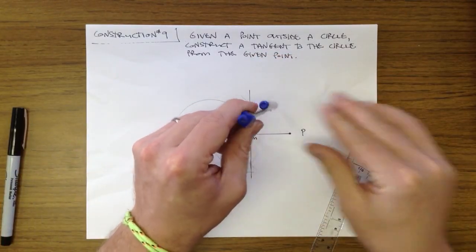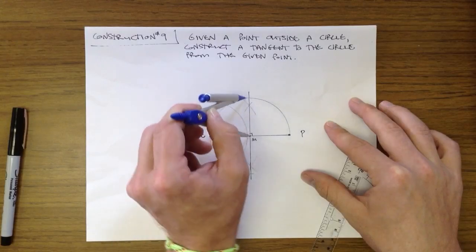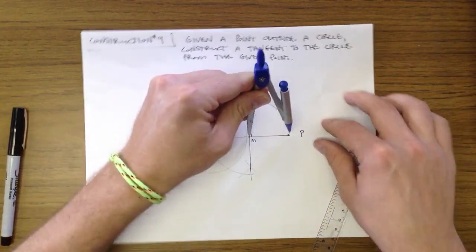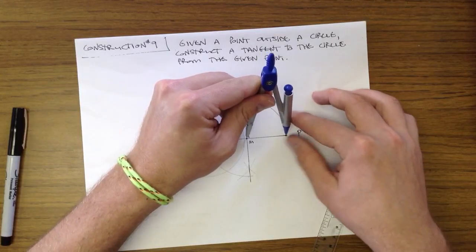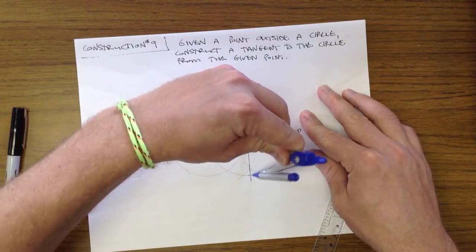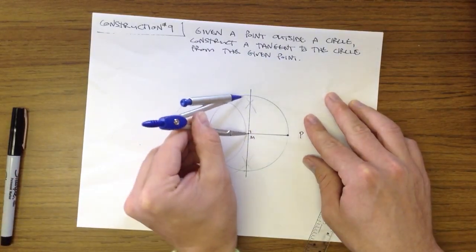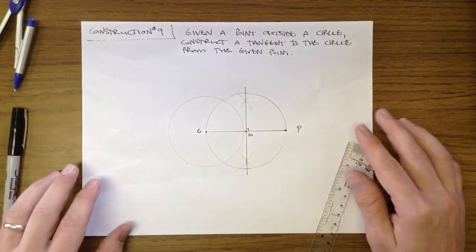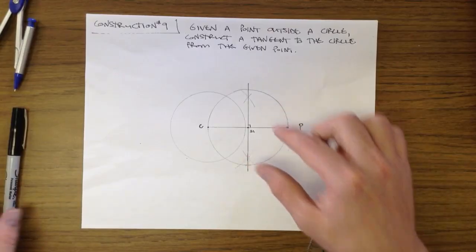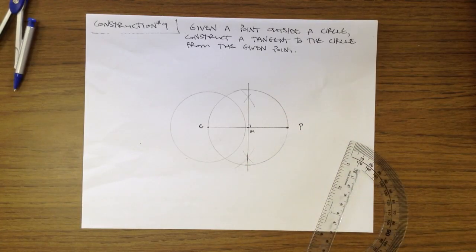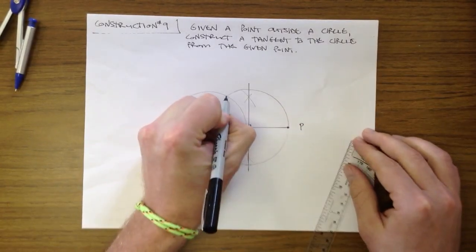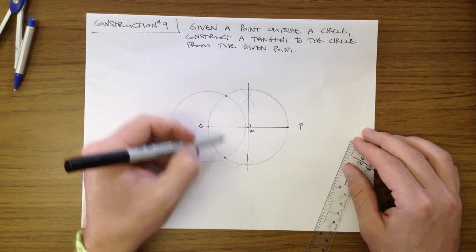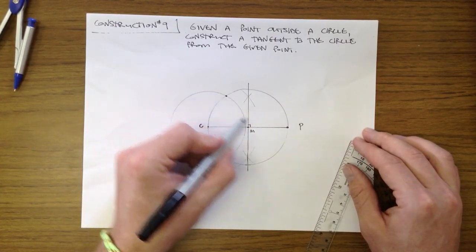because this is the midpoint. So if I go to the other side, it should intersect. Hopefully I didn't move my compass. It looks like I did. Which doesn't matter too much, because what I want now is the point where this new circle intersects our first circle. So this point right here and this point right here, these are both equidistant from point M because they're radii of that circle.